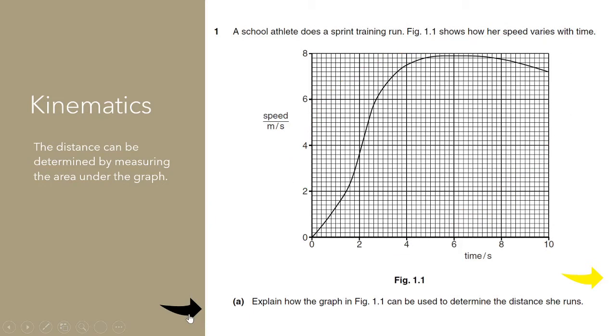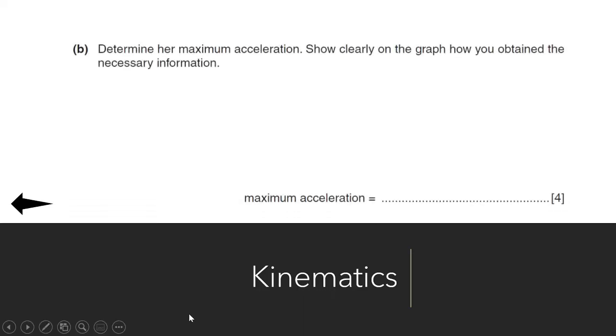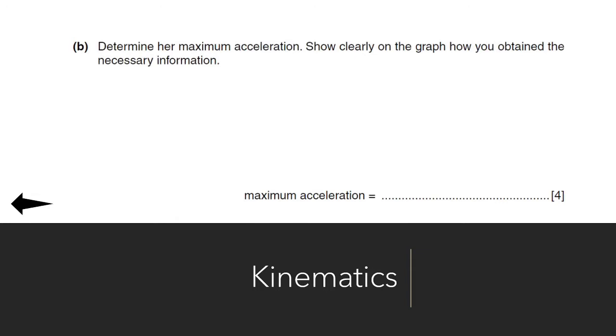Now, let's move on to question B. Determine her maximum acceleration. Show clearly on the graph how you obtain the necessary information. To calculate the acceleration, we have to know the difference in velocity and also the difference in time. To obtain both informations, we have to go back to the graph. The graph will show us also the position for the maximum acceleration.